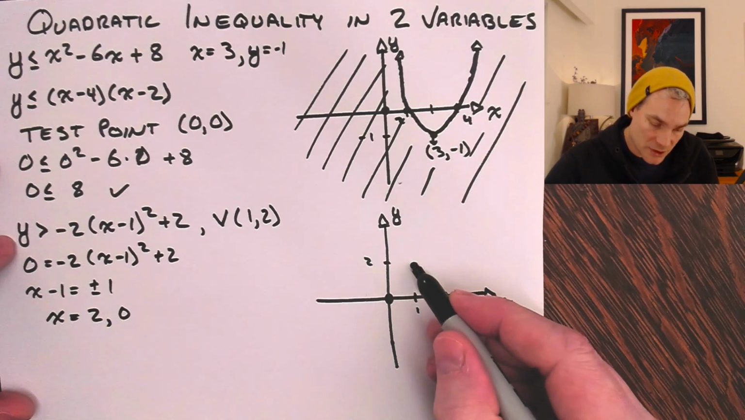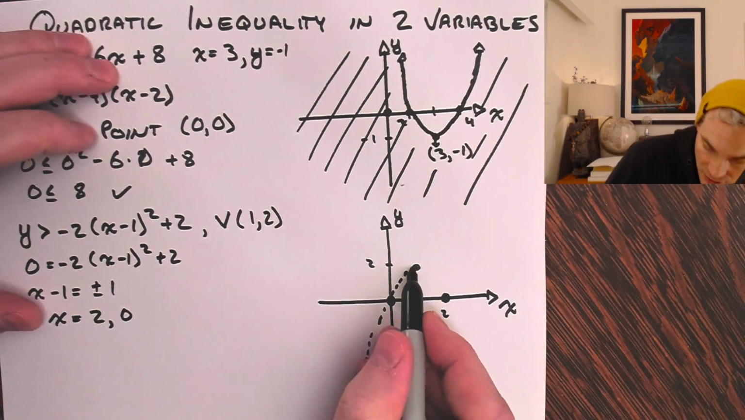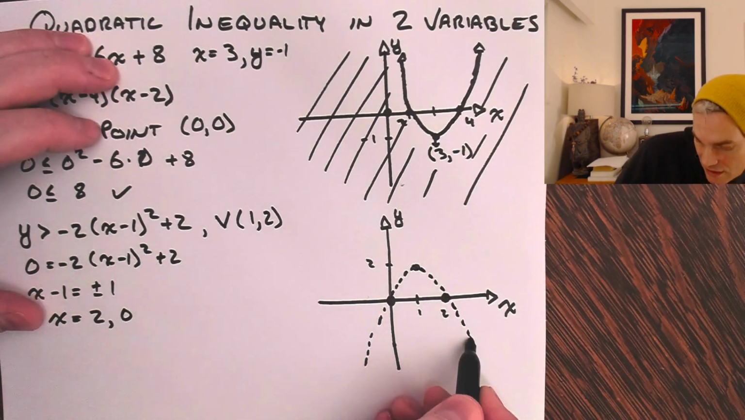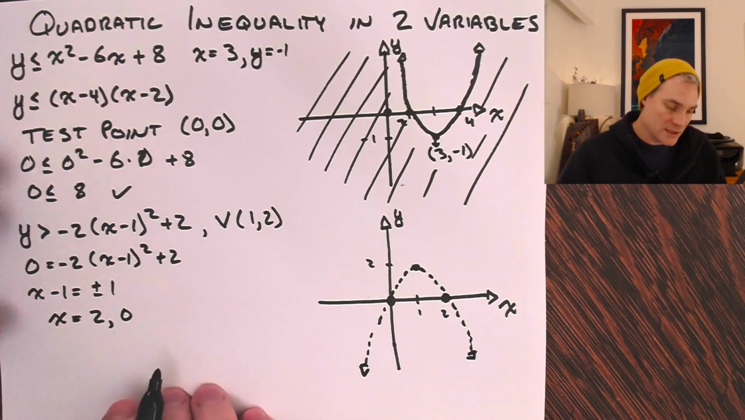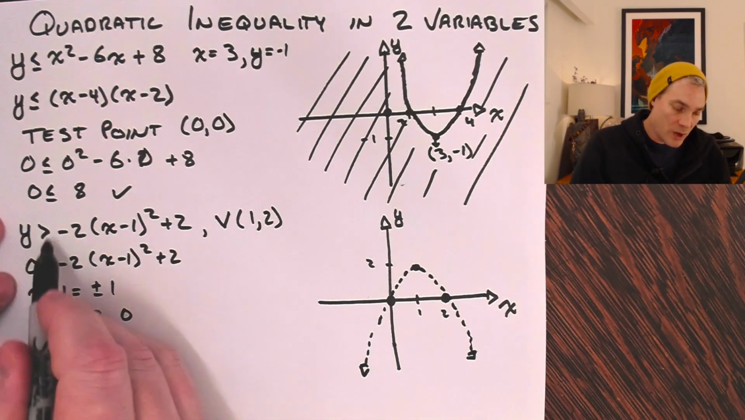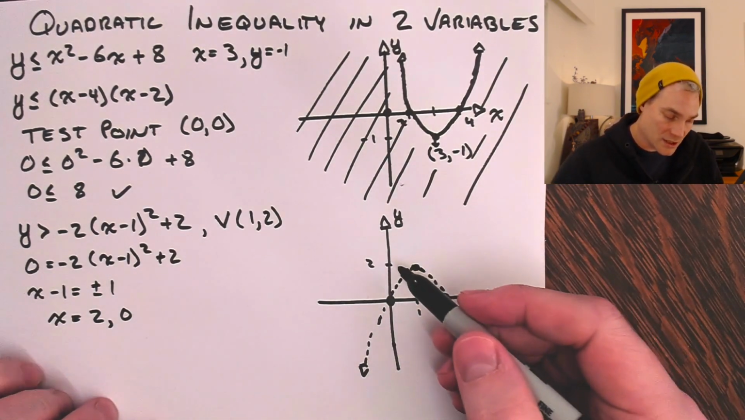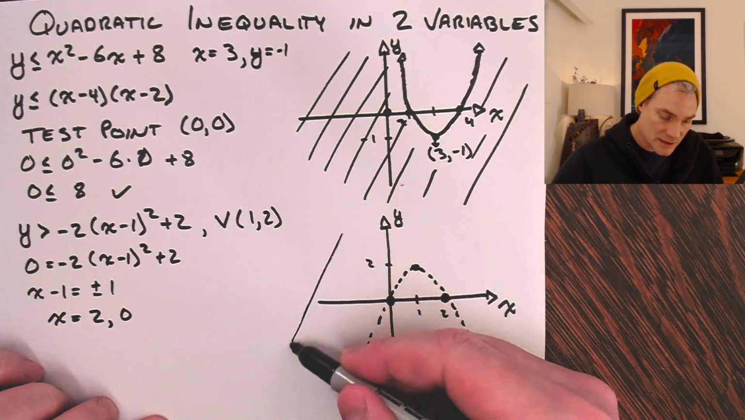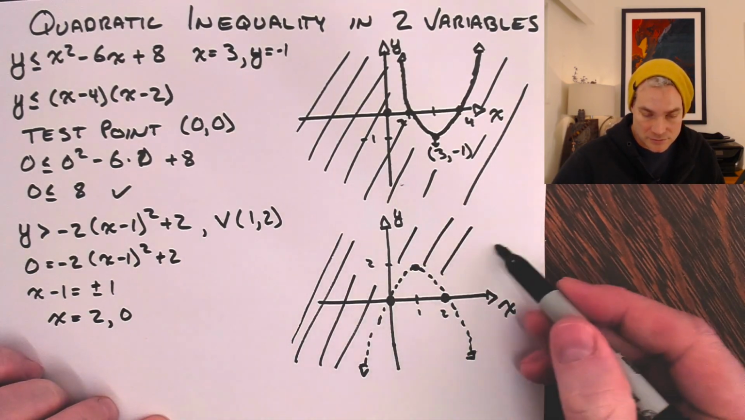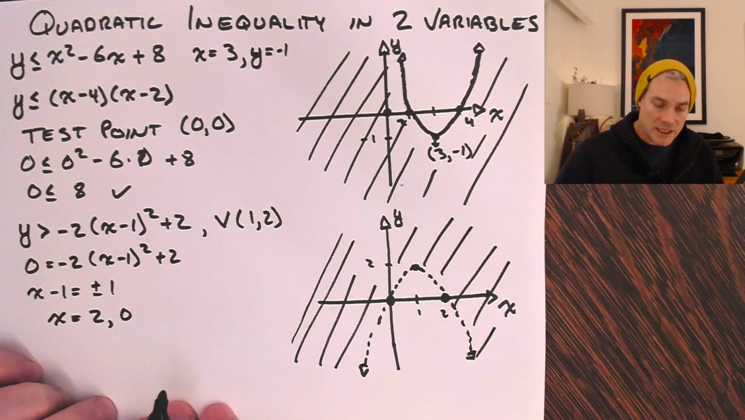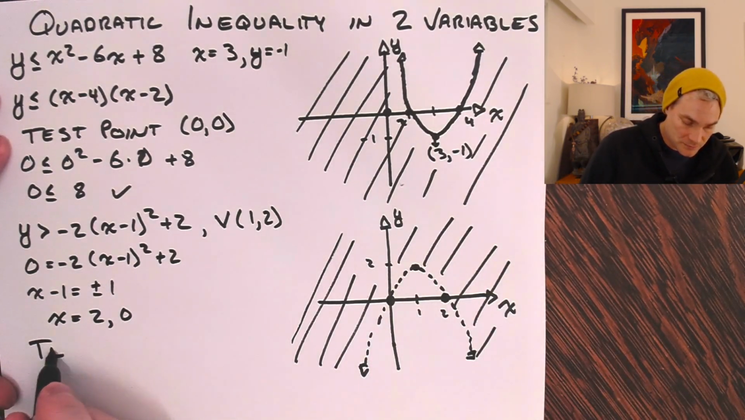So we're going to draw it with a dotted line first. Always do the dotted line with inequalities. You can fill it in when you know. So it opens downwards. Now I'm going to look at this. Y is greater than, and only greater than. So we keep it as a dotted line. This is our solution set over here, and we can't have the solution on the line. Let's do a test point.